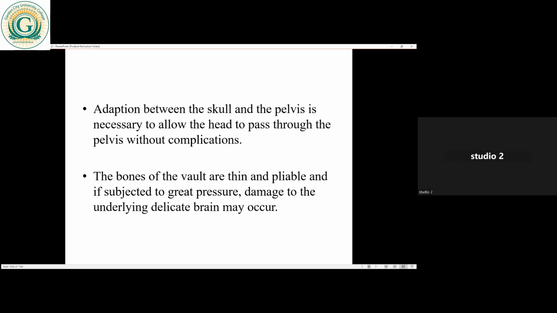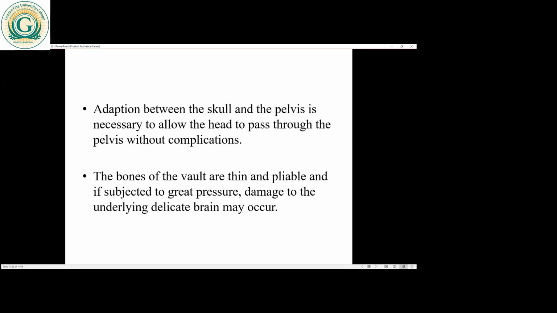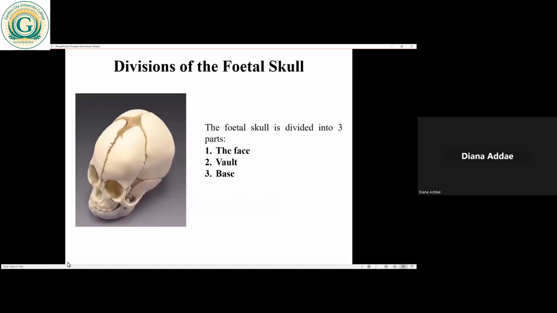The bones of the vault are thin and pliable, and if subjected to great pressure, may damage the delicate brain. So these are the parts of the skull. This is the face. This is the vault. And then this is the base.